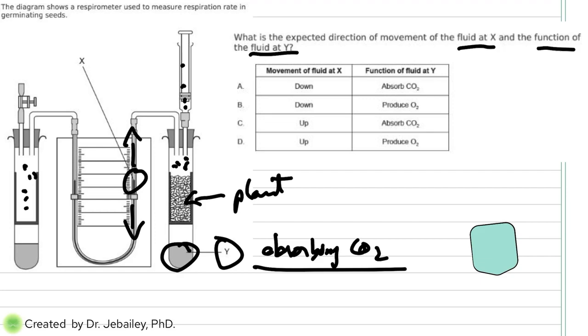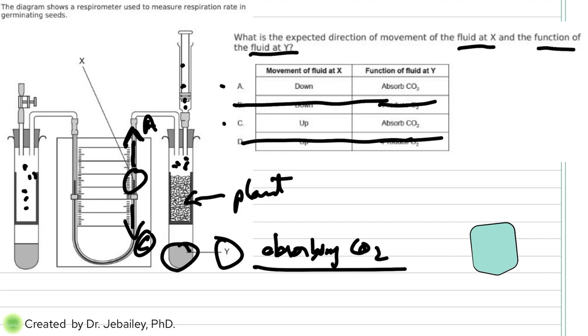So we already know that Y has to do with absorbing CO2. So if that's true, then this one is out and this one is out. So let's put all of this out. It's going to only be A or C. And it's funny because it's going to say, this is absorbing. Now, is this going up? Is this the right answer? Or is it C? Is it going down?